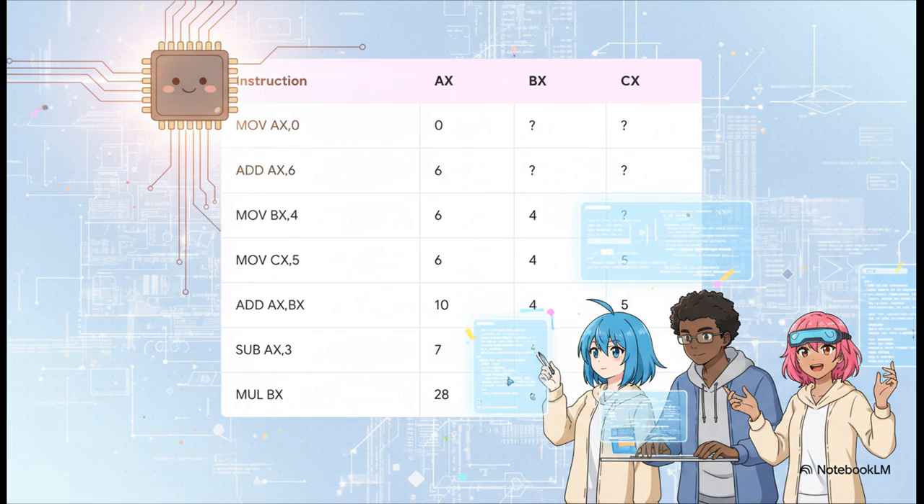Next, SUB AX, 3. 10 minus 3, that leaves 7 in AX. And now the grand finale, MUL BX. This multiplies what's in AX, which is 7, by what's in BX, which is 4. The final result, 28, gets stored in the AX register. And just like that, we've made the CPU do math, step by step.